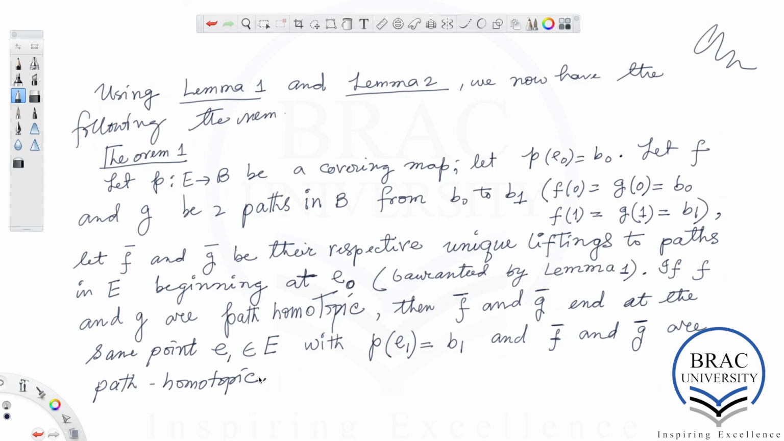Now we'll take a break here, and in the next segment we'll define lifting correspondence, and we'll have certain results corresponding to the lifting correspondence.